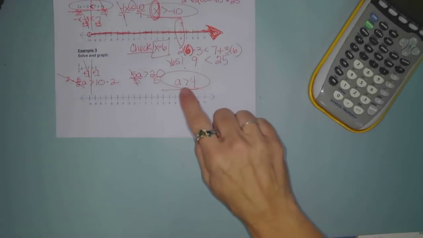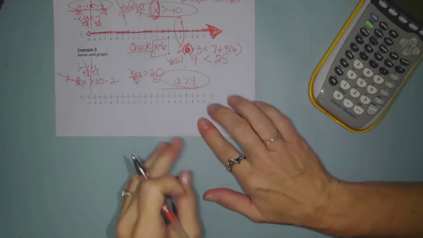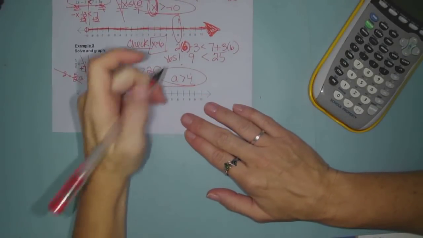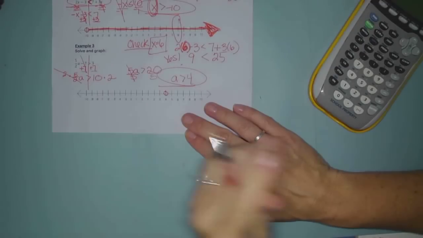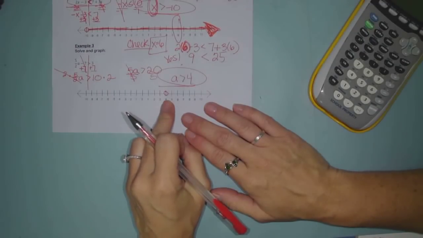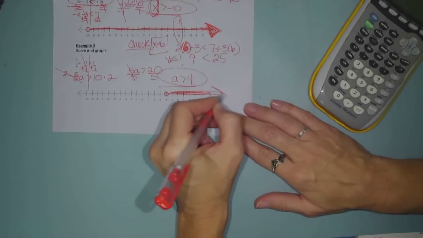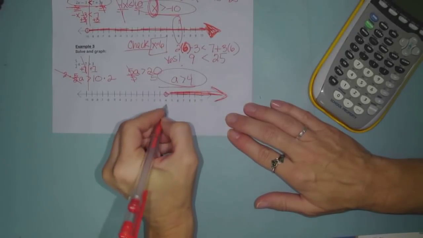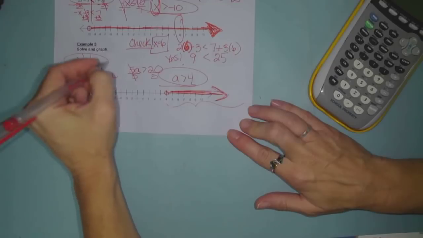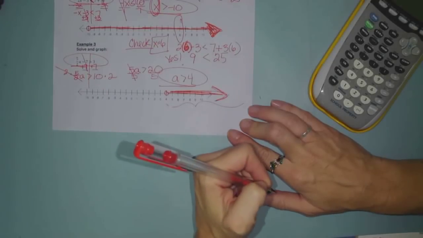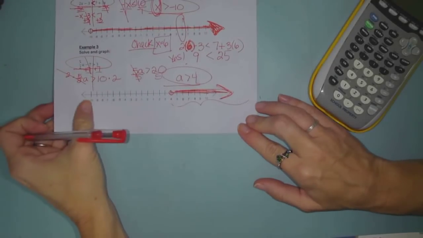All numbers greater than 4. So go to 4. Boom. Open circle at 4, because we're not including it. We only want numbers bigger than it. Pick anything over here. Plug it into the original, and it should check out with a true statement for you. Okay, one more.